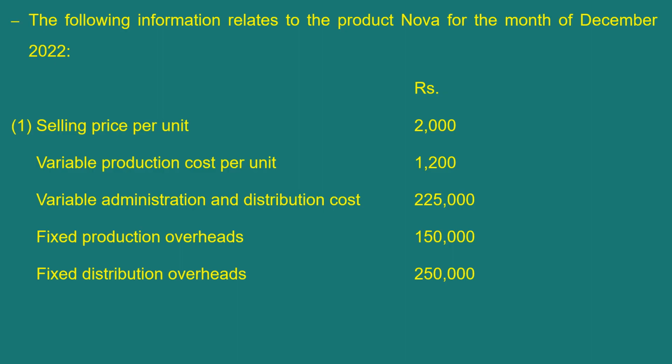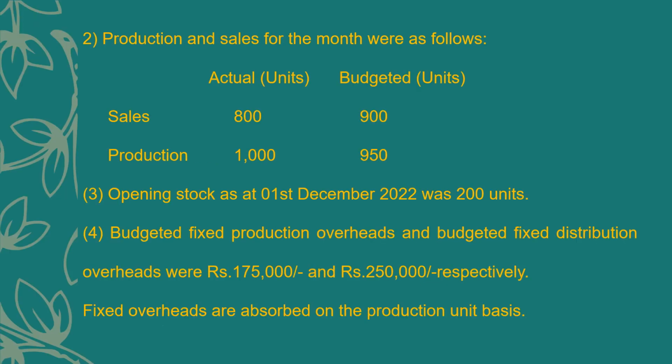We have been given the following information related to the product Nova for the month of December 2022. So we have the selling price per unit, variable production cost per unit, variable administration and distribution cost, fixed production overhead, fixed distribution overhead, as well as the production and sales for the month as follows. So we have the sales actual quantity and budgeted quantity and production actual quantity and budgeted quantity.